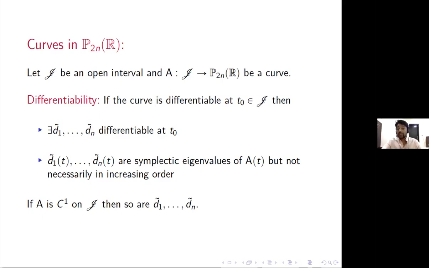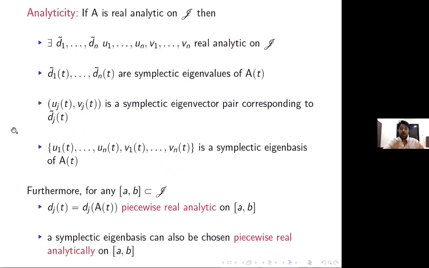And we get more interesting properties when we talk about real analytic curves. So we'll talk about that now. A is said to be real analytic on the interval if at every t, A(t) can be written as a convergent power series in t. Then we say that it's real analytic.